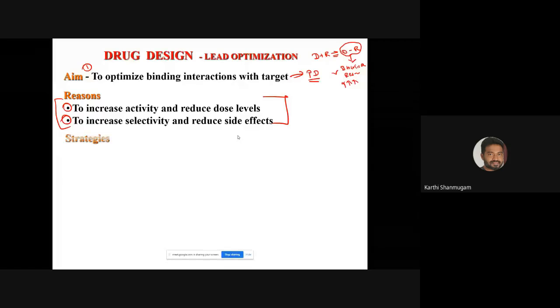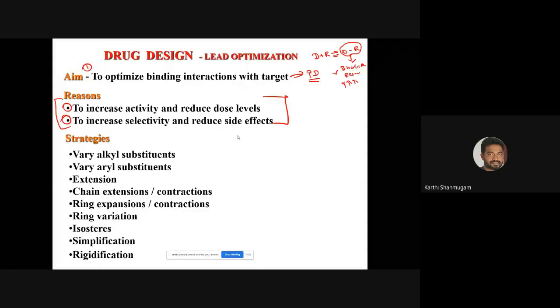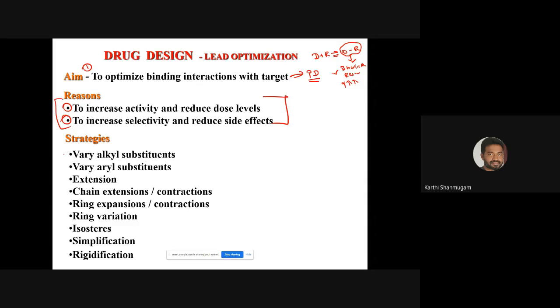So what are the commonly used strategies in lead optimization? These are the list of very commonly used lead optimization strategies. I'm just going to read one by one. After that, I'll be giving an example for each one. Okay, that's what I planned for today's lecture. So the very first thing is varying alkyl substituent. The second strategy is varying aryl substituent. The third strategy is extension. I'll be giving examples for all, right?